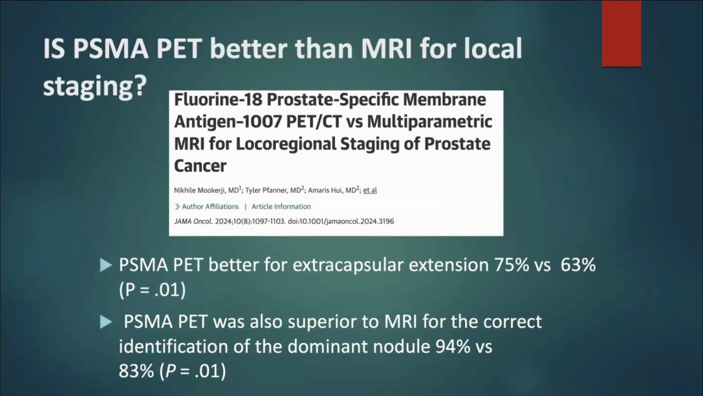So, is PSMA PET better than MRI for local staging? Well, this is quite a nice paper from Alberta that included 150 patients who had an MRI and PSMA PET within 2 weeks of each other prior to radical prostatectomy. And they found that PSMA PET was better for extracapsular extension detection, and also for detection of the dominant nodule, as well as tumor laterality. I'd say in this paper that MRI does perform reasonably well here.